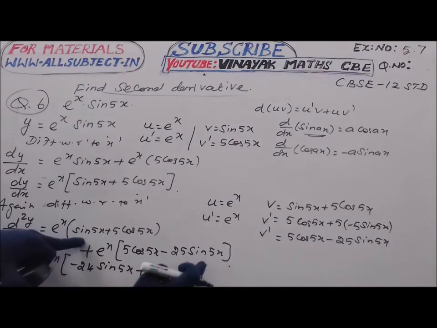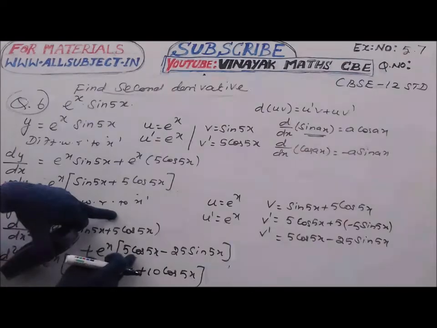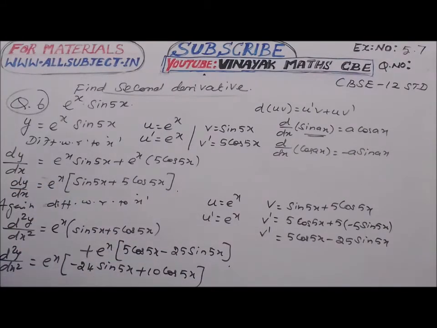These two are like terms. Minus 25 plus 1 is minus 24 sin 5x, and these two are also like terms, but 5 plus 5 is 10 cos 5x. Simplifying, we will get this answer. This is our required second derivative of the given function y equal to e power x into sin 5x.